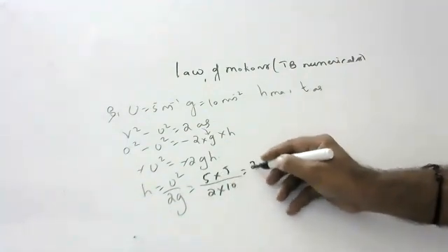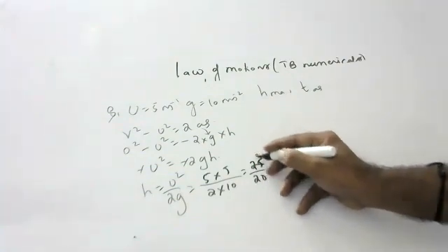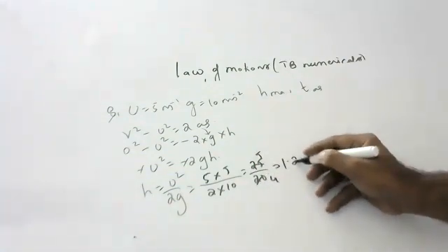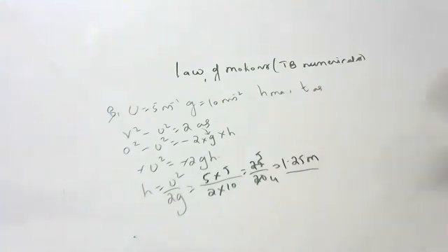So 25 by 20, children. 5 5s are 25, 5 4s are 20, so 1.25 meters is the maximum it travels.